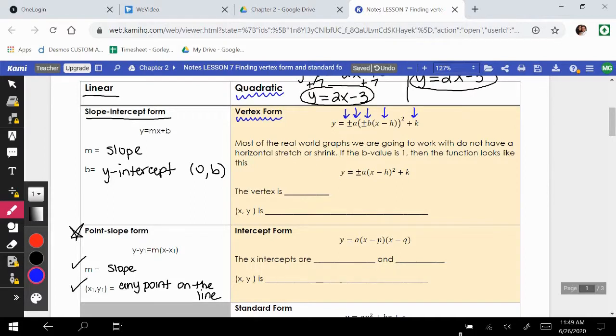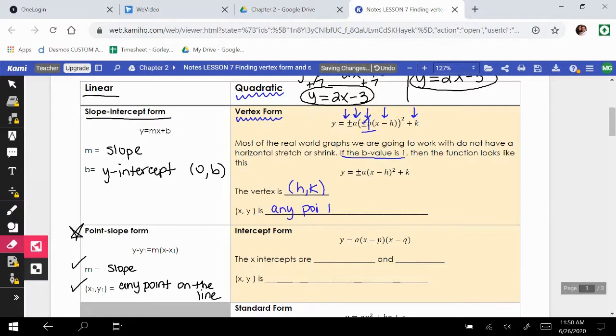Most of the real-world graphs that we're going to work with don't have a horizontal stretch or shrink, so if the b value is equal to 1, another common way that you could write this is y equals a times (x minus h) squared plus k. That's also known as vertex form, where the vertex is (h, k), and x and y represent any point on the curve or on the parabola.